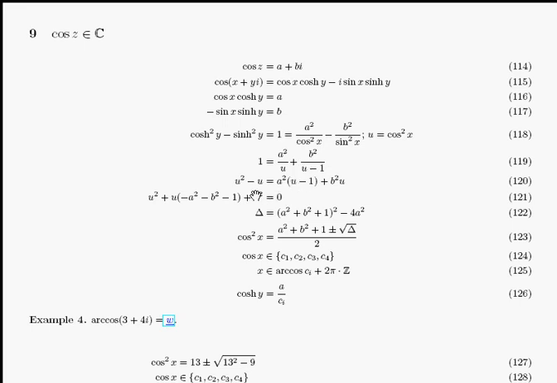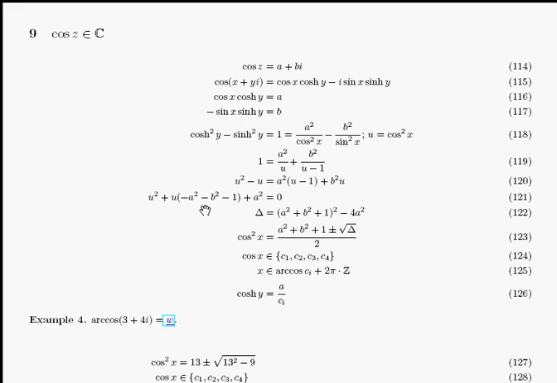So multiplying by u minus 1, u squared minus u is a squared times u minus 1 plus b squared times u. So solve for u. Who is u? u squared plus u, here is the minus 1, here is the b squared, here is the a squared, and here is the a squared. Everybody on the right.